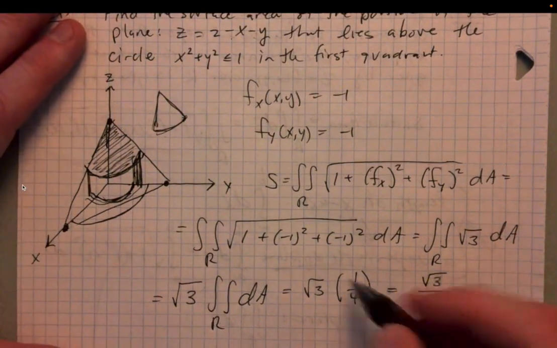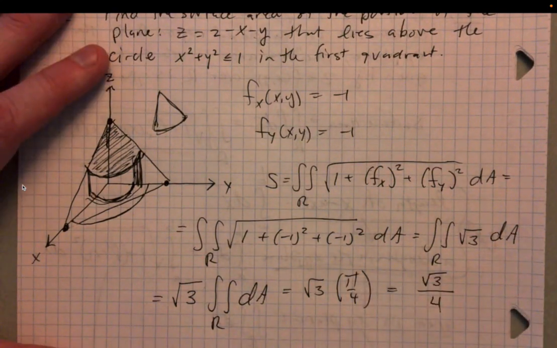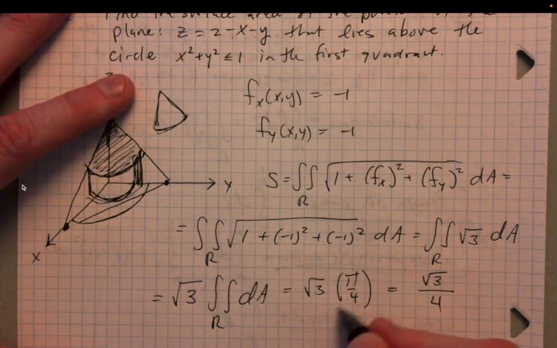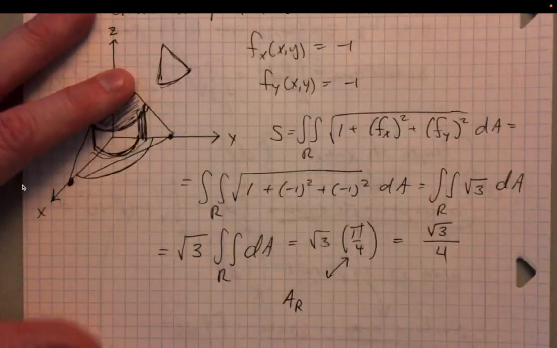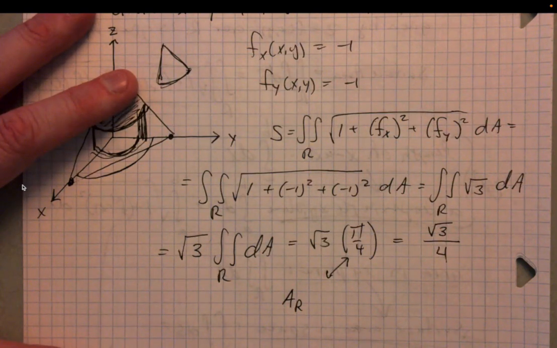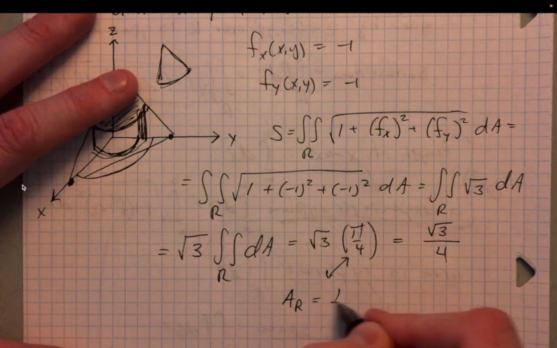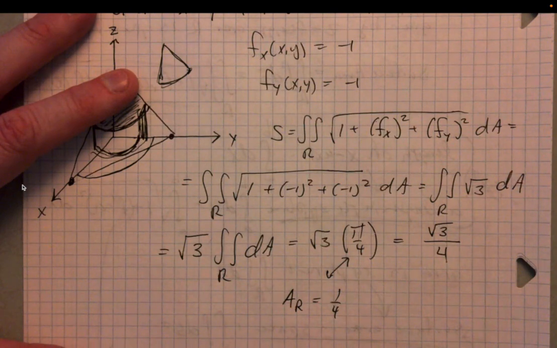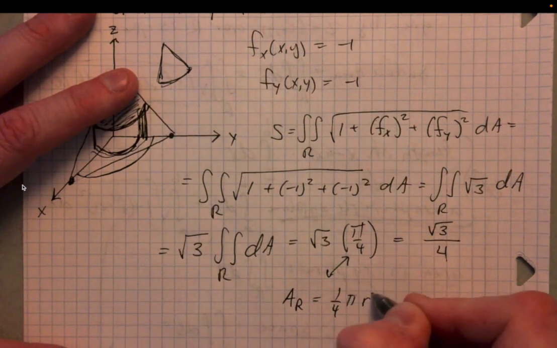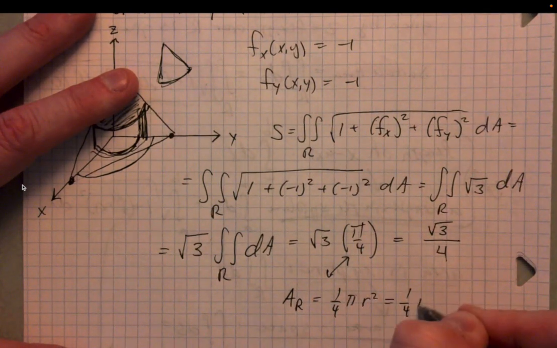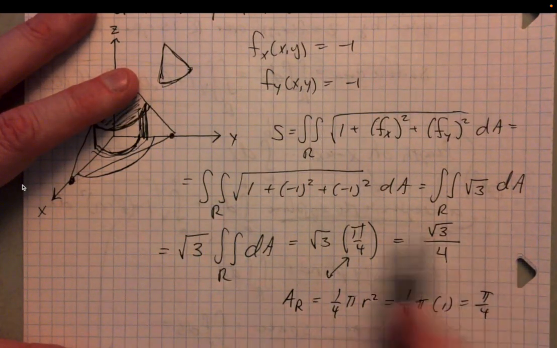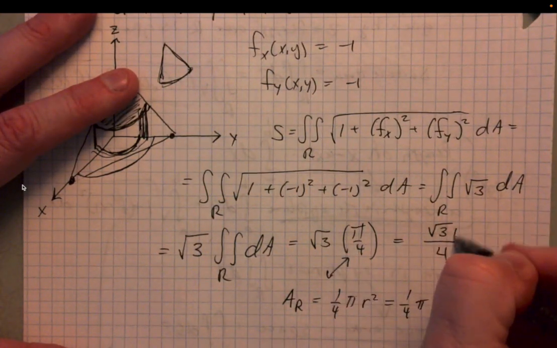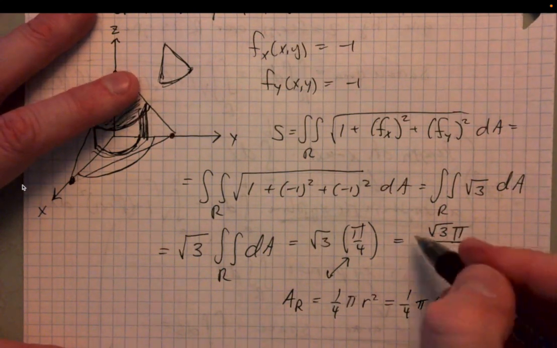Oh, I'm sorry. This should be pi over 4. So, just to be clear, where did this come from? Remember, this is going to be the area of the region. The area of the region is 1/4 of the area of the circle, and in this case, the area of the circle would be pi times the radius squared, which is 1. So it's pi over 4. So this should be the square root of 3 pi over 4 is what I meant to write there.